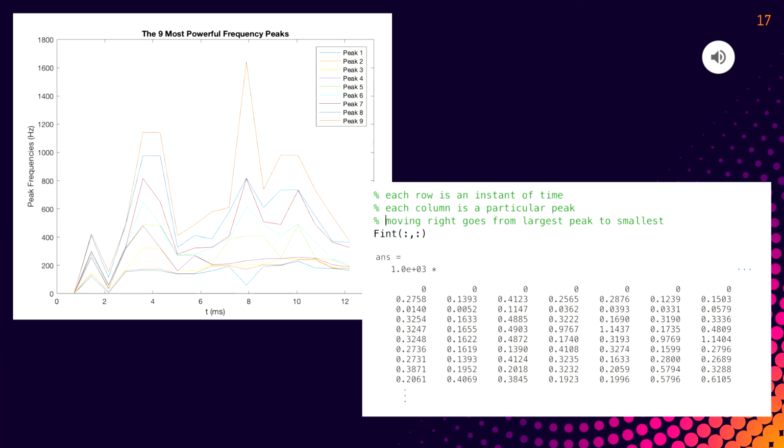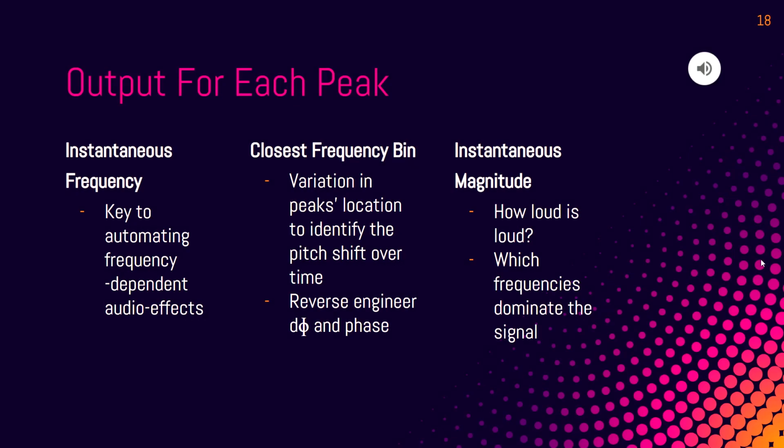The result can be like the graph on the left, which helps visualize harmonies and vibrato, and looks much nicer. However, the data is much more useful in the form of a matrix like we see on the right. Each row encompasses a window or a segment of the sample that's n long, and each column is one of the largest peaks. And here's some very quick thoughts on what we can do with this data.